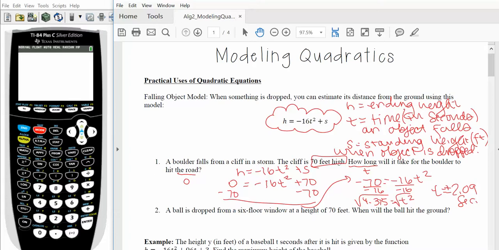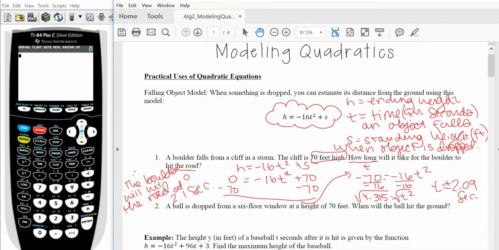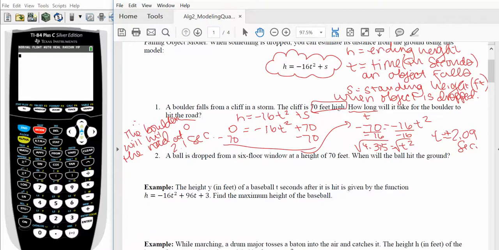I always end my word problems with a therefore sentence. So I say therefore, hopefully you remember that symbol from geometry, the boulder will hit the road at 2.1 seconds. Okay, so hopefully that's okay. Let's keep going.